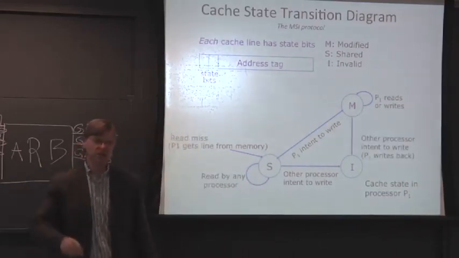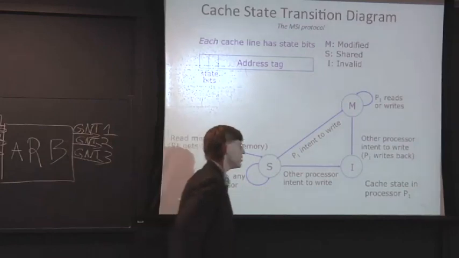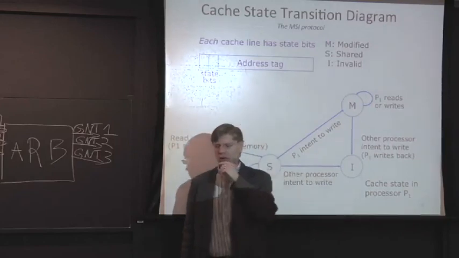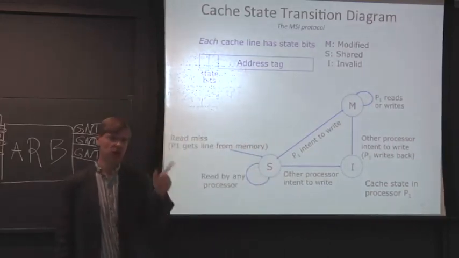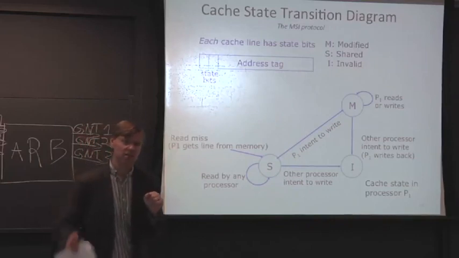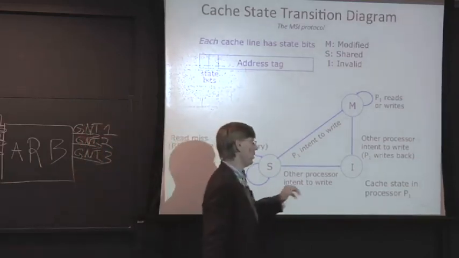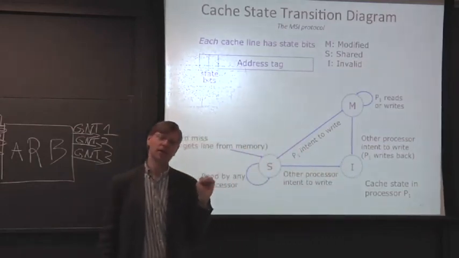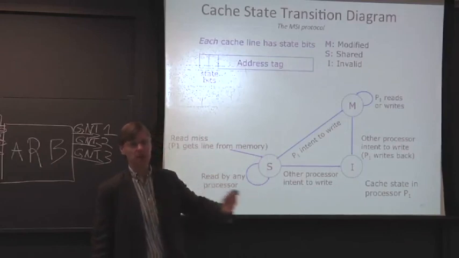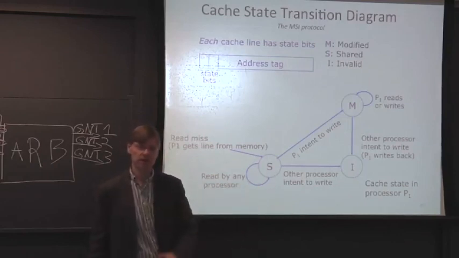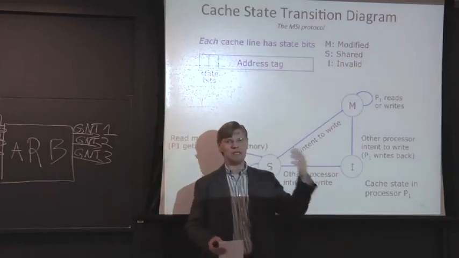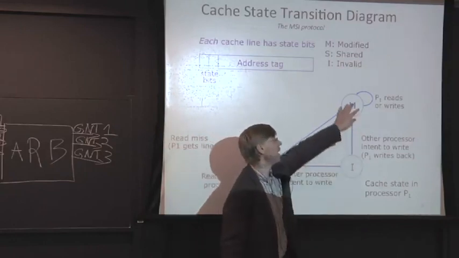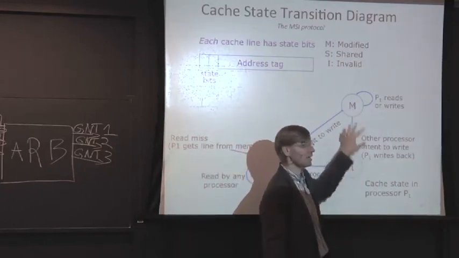OK, so let's say you're in the M state, and some other processor broadcasts their intent to write. You're in the modified state. You have dirty data. You've done a write to this data. Main memory is out of date. So the most basic thing you can do is invalidate your copy and give that copy back to main memory, or write back that data to main memory. And then the other processor will go and read that data from main memory and pull it in their modified state. So you will transition from M to I, and they will transition, let's say, from I to M.